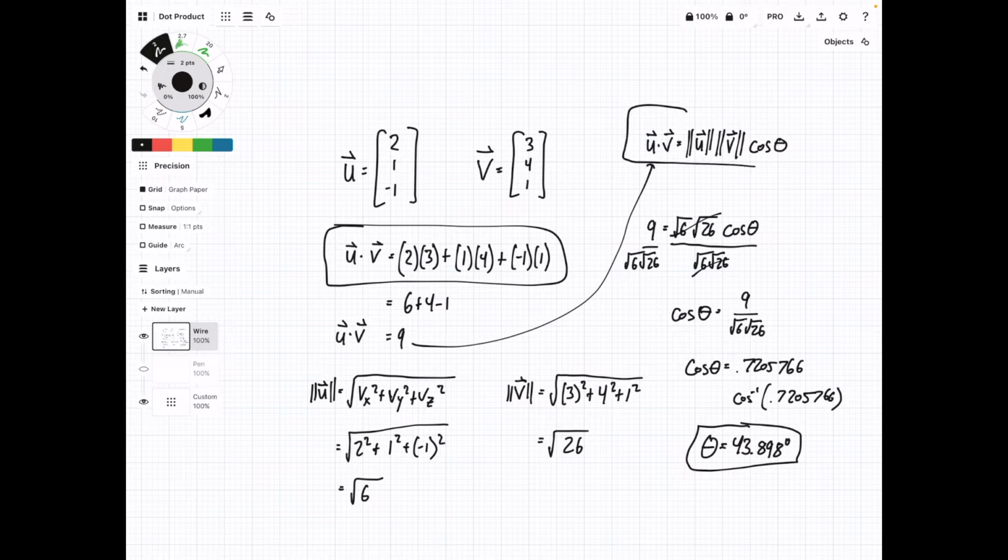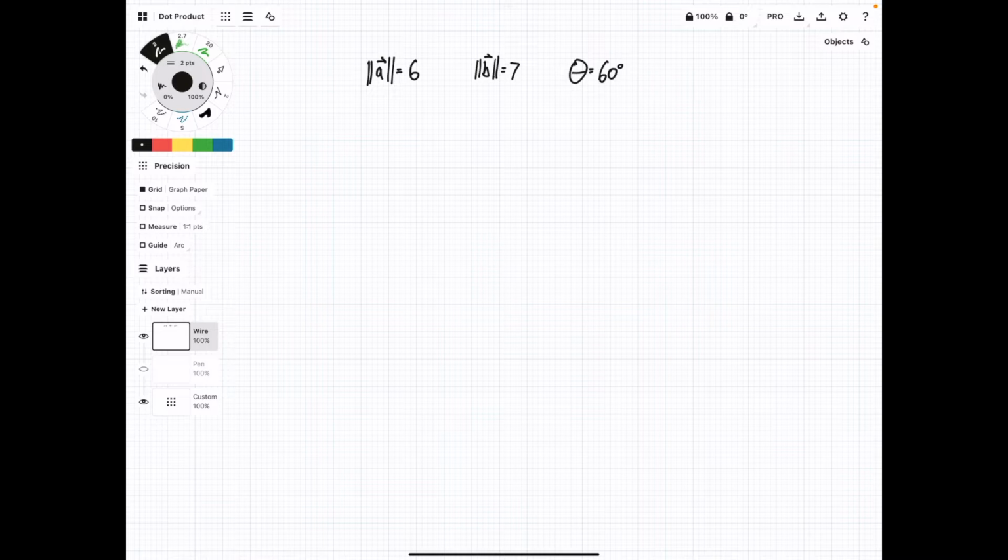So what we've shown here is that you can use the old way of calculating the dot product combined with the new way that uses the angle, and then you can do some algebraic rearrangement and figure out what the angle between the two vectors is. We can look at a few more examples here.